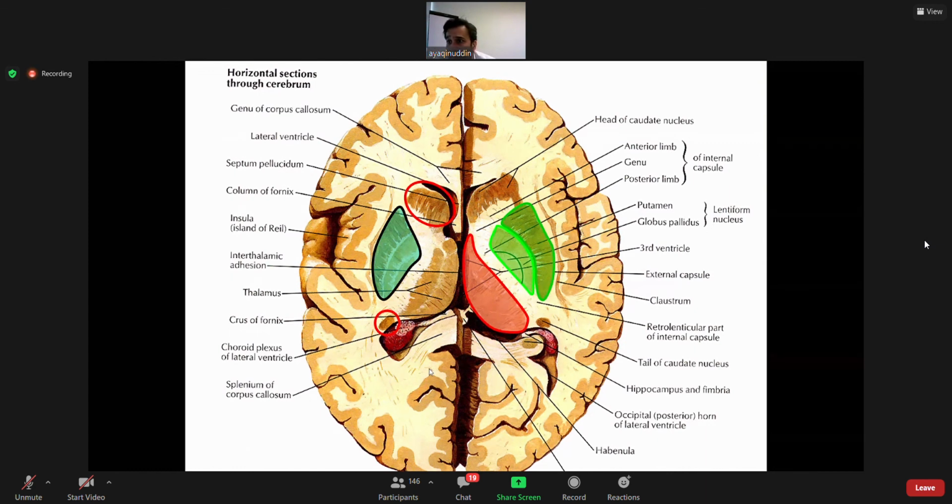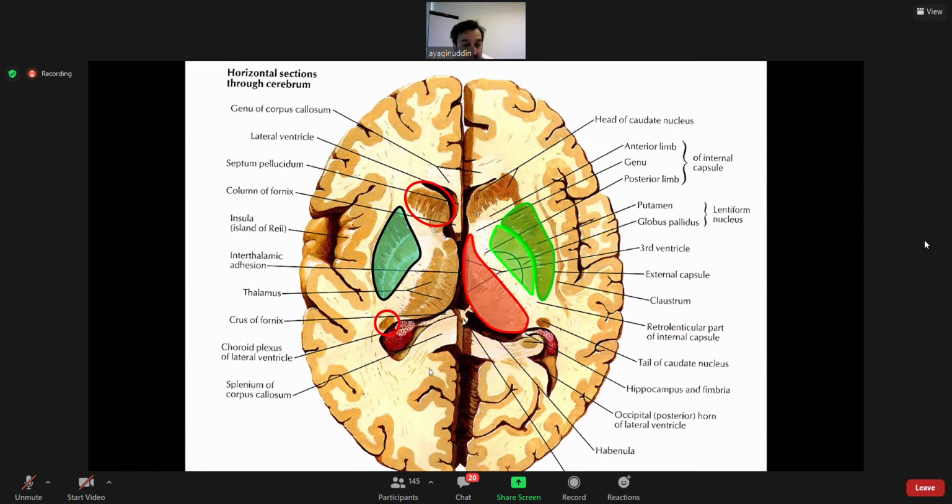Let me go to the chart again. Posterior limb damage spares the forehead, tongue, and eyes. Yeah, it can happen because you would have certain part of the corticospinal fibers or corticonuclear fibers, we must say. Corticonuclear fibers, part of it, they are passing through the genu of the internal capsule rather than the posterior limb. Yes, doctor, what is the difference in their supply?